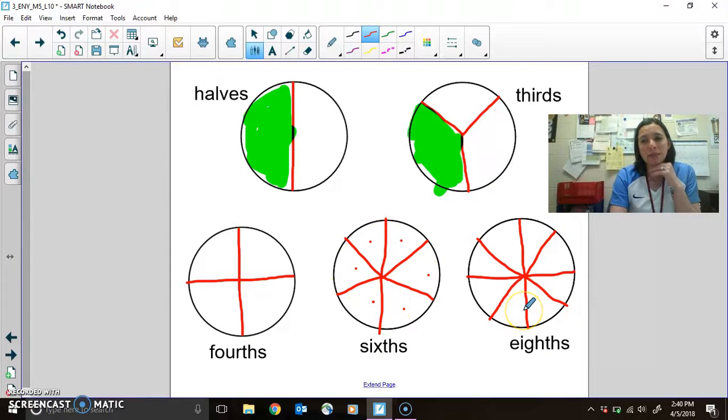And by 8, my favorite pizza, I'm having to share it with so many people, my pieces are getting very small. So notice, the more pieces we have, the smaller they are. Okay, that's a really big idea.